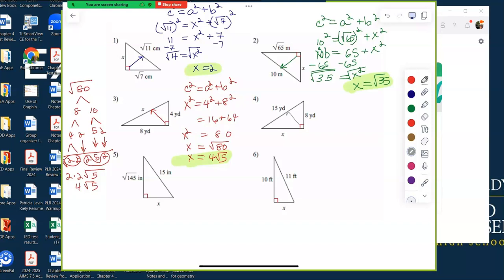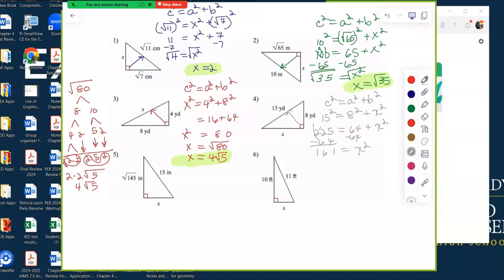Here I'm looking at this triangle, number 4, and I'm going to say c squared equals a squared plus b squared. Notice I always write the equation first. C squared is the biggest side, which is the side opposite the right angle. 15 squared equals 8 squared plus x squared. So 15 squared is 225. That equals 64 plus x squared. Subtract 64, subtract 64. That gives you 161. And that equals x squared.